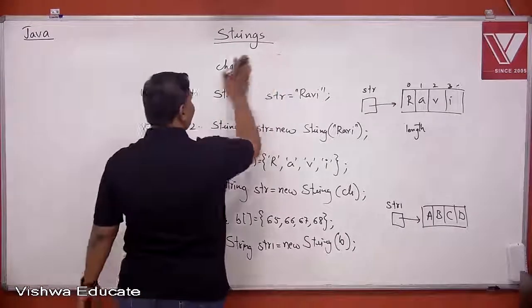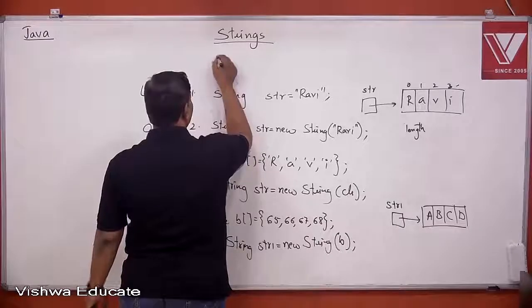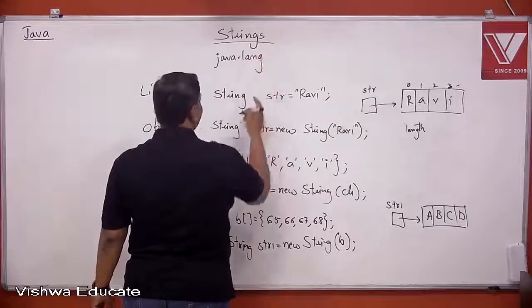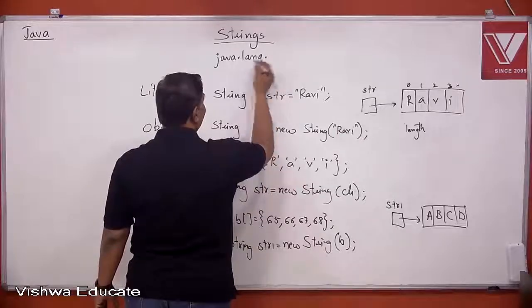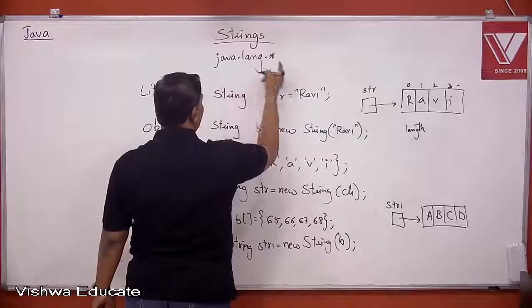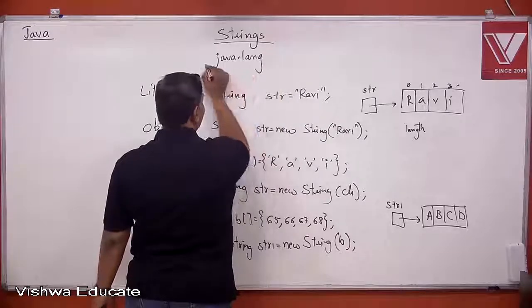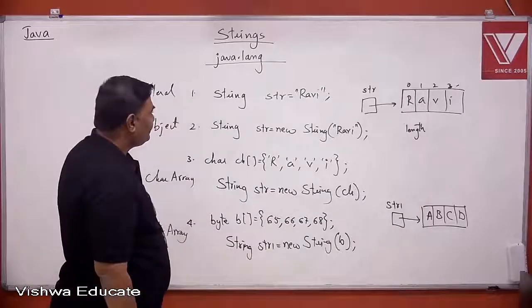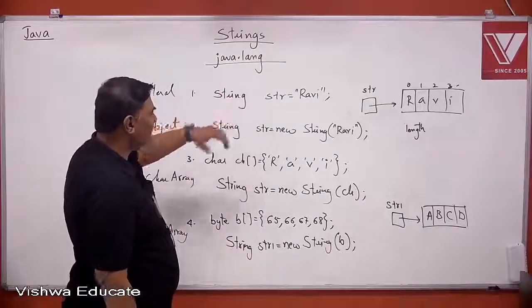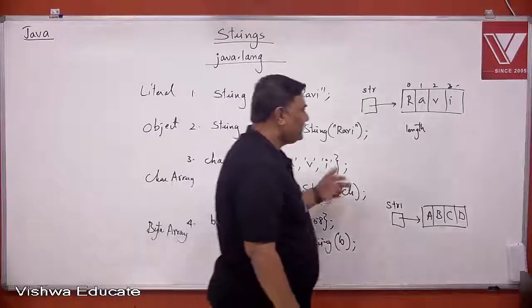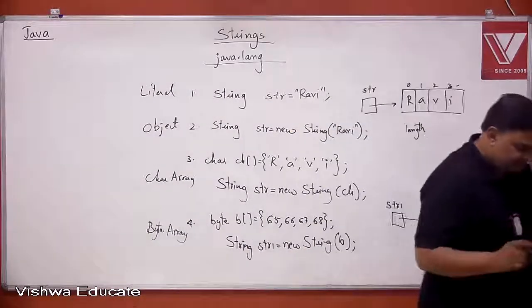And one more statement I will add here, that java.lang is a package in which this string is available. So in our Java program, we write import java.lang.*. So we will be able to access string in our program. So you have to say java.lang.* so you can access this one. So take these points, note down the points.